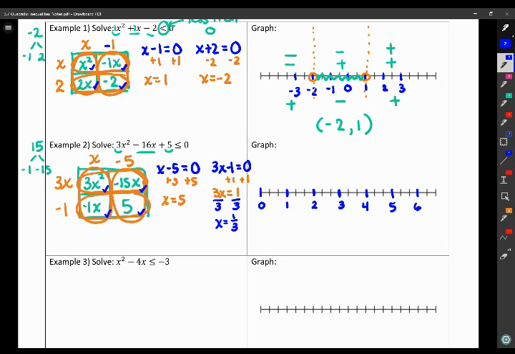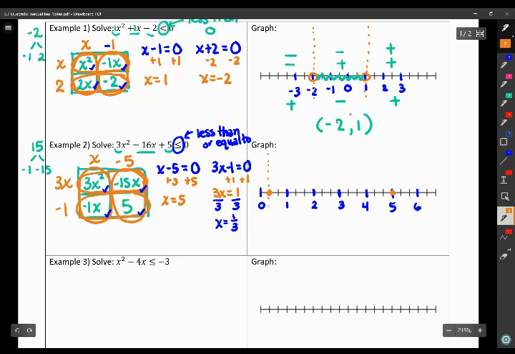So now when I go to graph it, I'm going to look at my values again. As I go back to here, this is a less than or equal to. And because you have that or equal to part, that means it's going to be a closed circle. So we're going to put closed circles on 1/3, which would be here, and at 5, which would be here. And again, that divides my number line into 3 intervals.